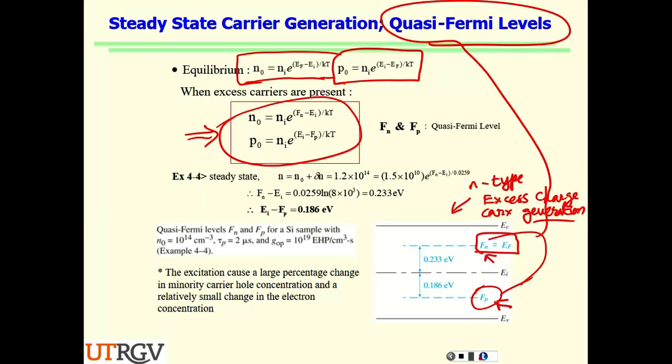It's not EF now, because EF was only when there were no excess carriers present. But now we have steady state concentration of both of them, which needs to be shown with what we call quasi-Fermi levels, and we write them as Fn and Fp.